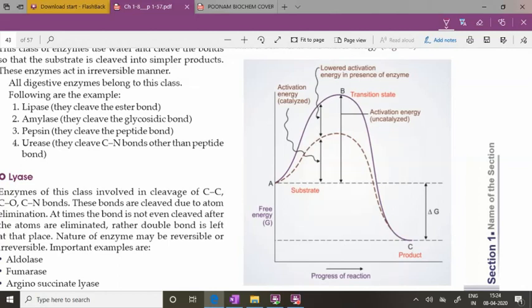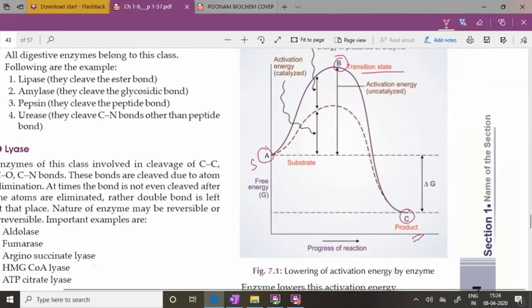This is the substrate. This A is denoting you the substrate and C is denoting you the product. Whenever the reaction is taking place, A is not directly converted to C. Rather, you have an intermediate state which is high energy state, that is B. That is called transition state. So the substrate has to convert itself to transition state, which is high energy compound, high energy intermediate, and that is converted to product. This y-axis is talking to you about free energy.